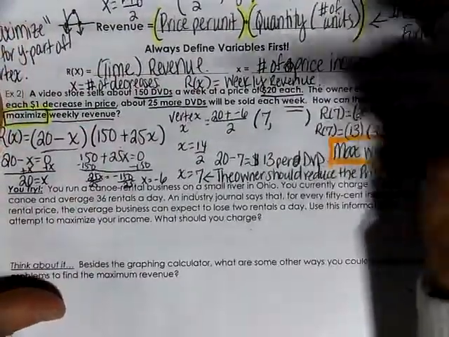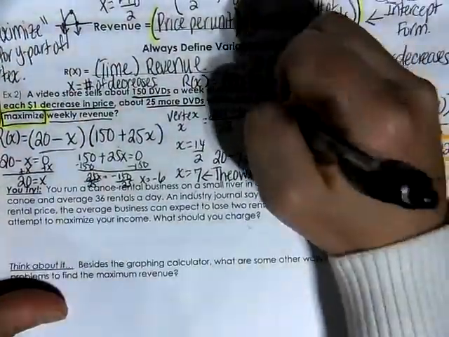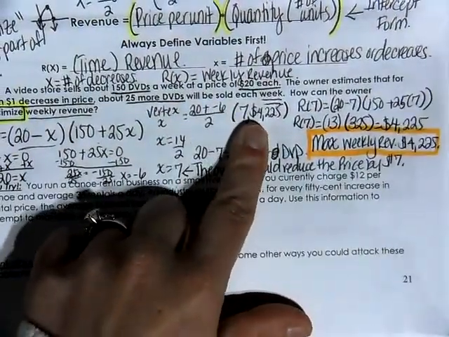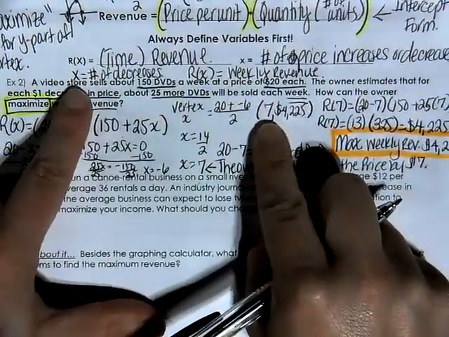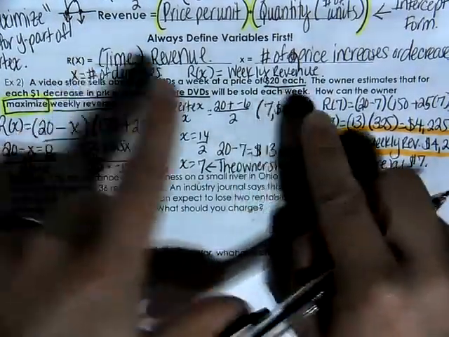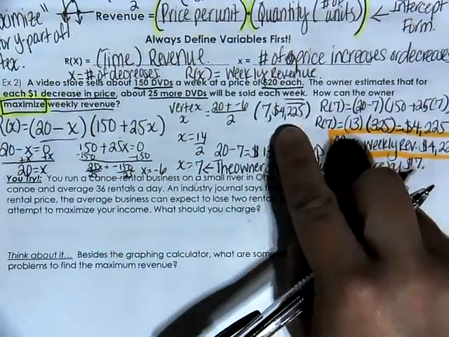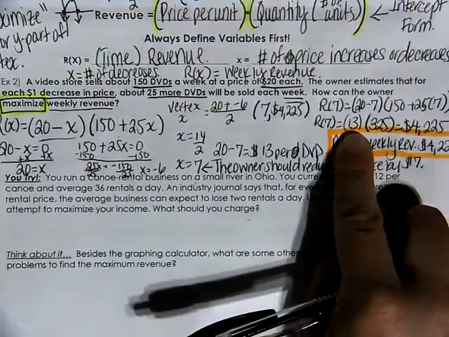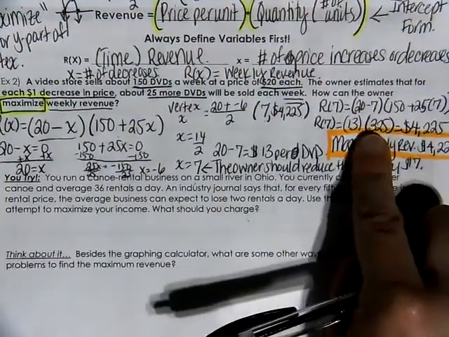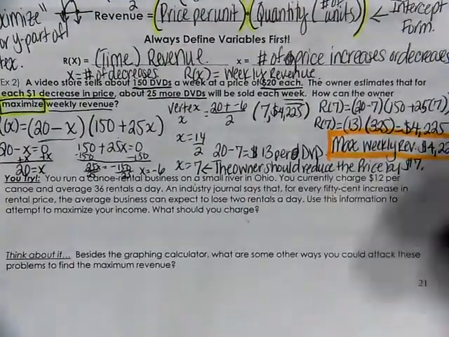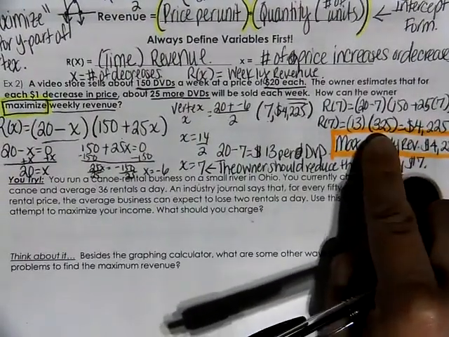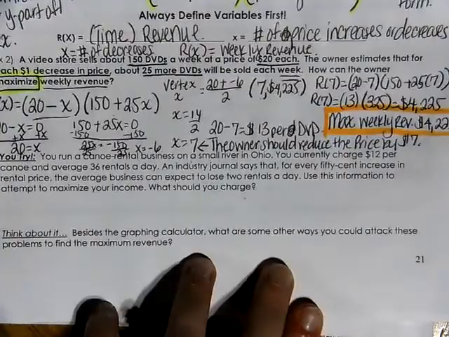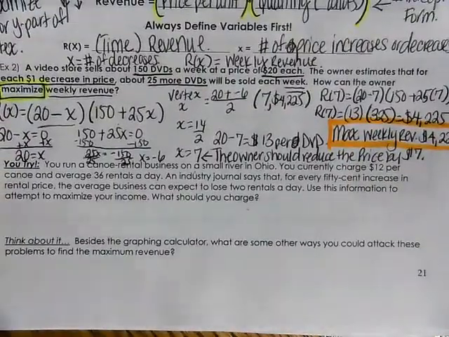So our vertex is going to be 7, 4,225. And so in context, you should reduce the price 7 times in order to reach a weekly maximum revenue of 4,225. You should sell those DVDs for $13 a piece because you will sell a maximum of 325 DVDs. And together, when they're multiplied together, you will end up with 4,225 as your maximum weekly revenue.